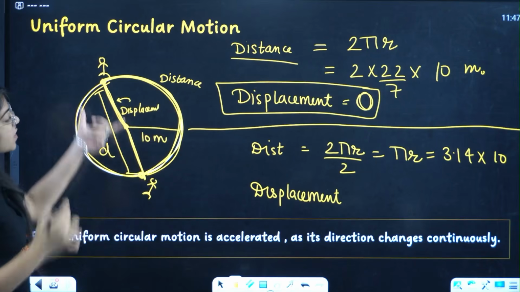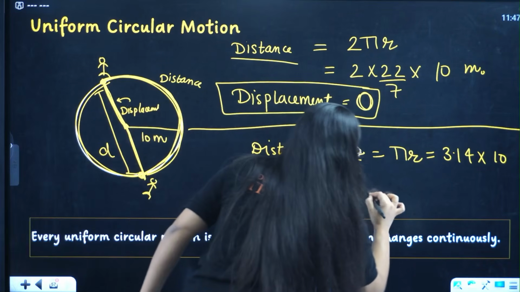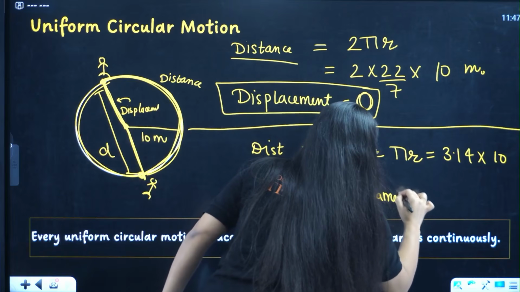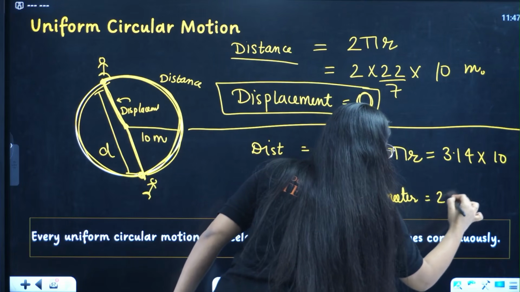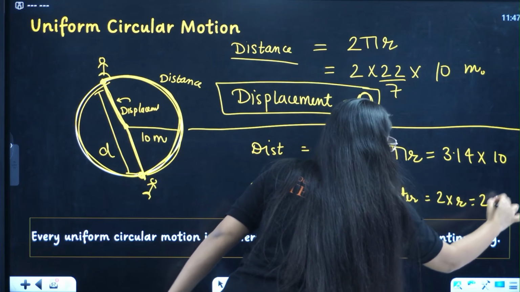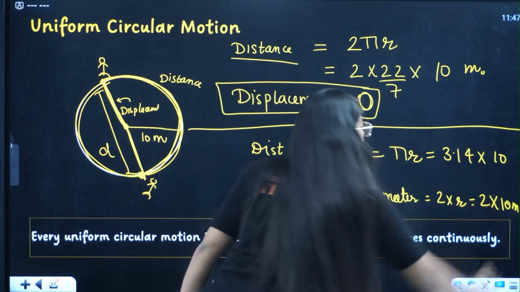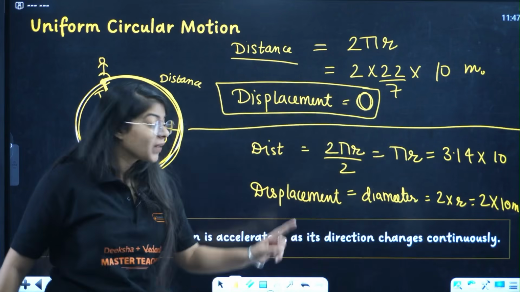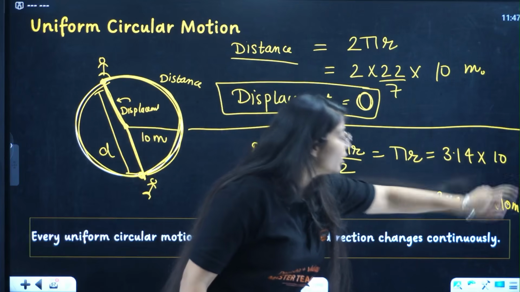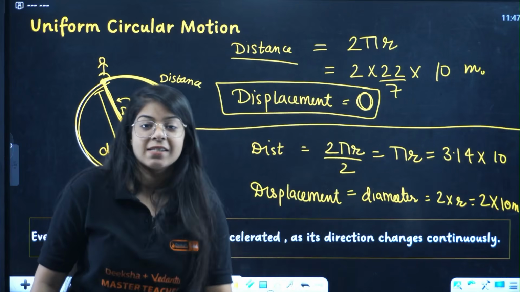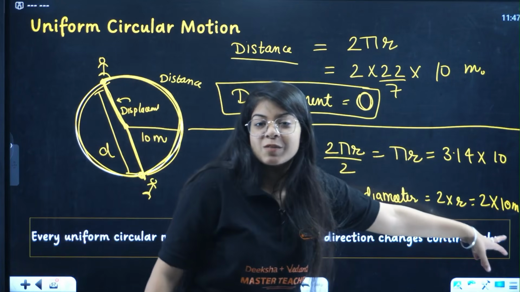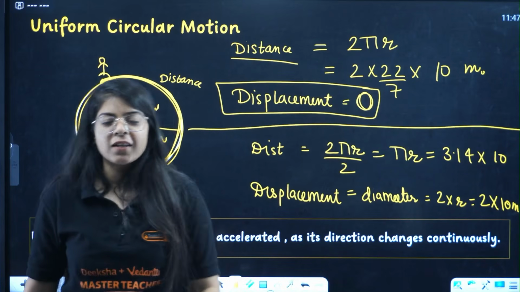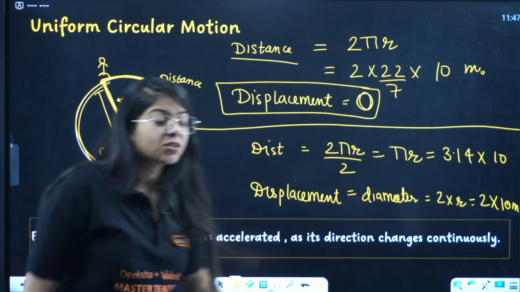Understood? And what is this displacement? This is the diameter, that is 2 into radius. Radius was 10. So 2 into 10 meters, that is 20 meters is the displacement. However, 3.14 into 10 is the distance. So distance is more than displacement, right? So displacement is the shortest path. That's it. That's all you have to remember in the circular motion.